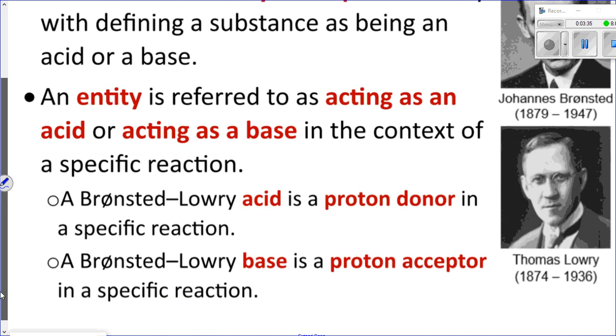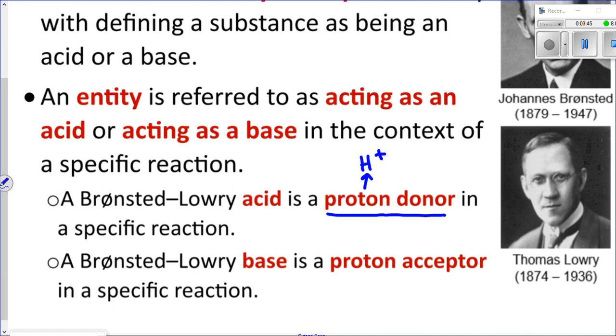The definition of a Bronsted-Lowry acid is anything that acts as a proton donor in a reaction. A proton is basically hydrogen, so a hydrogen donor. The hydrogen atom itself just contains one proton, so one proton and one hydrogen atom are the same thing. A Bronsted-Lowry base is a proton acceptor. Whatever in our reaction is accepting the proton is considered a base. Whatever in our reaction is donating that proton is considered to be an acid.